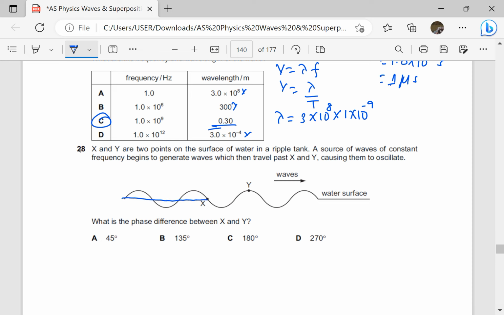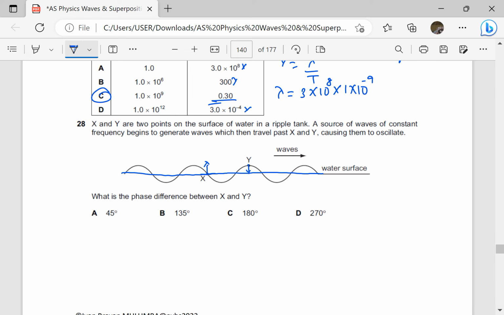Let me try to draw a horizontal line here. Okay, so X is vibrating vertically upwards. Y could be vibrating downwards or at rest because it is at maximum displacement. So X is at equilibrium position and Y is at maximum displacement. We can calculate this to be very accurate. Phase difference is going to be 360 times the distance between the two particles compared to the wavelength.